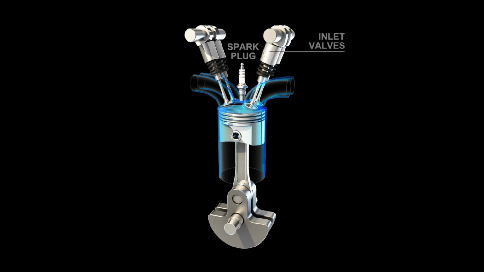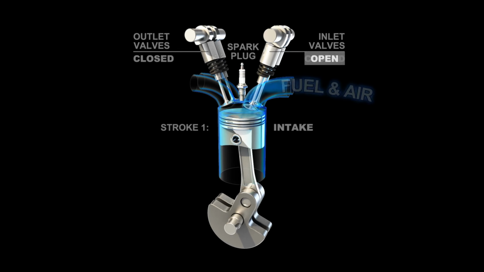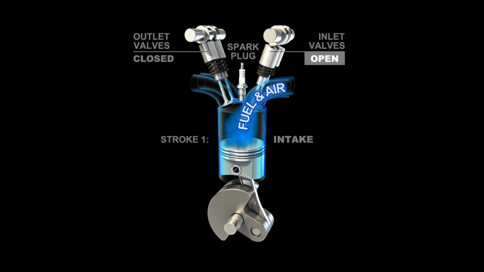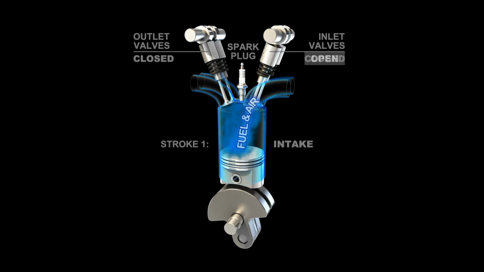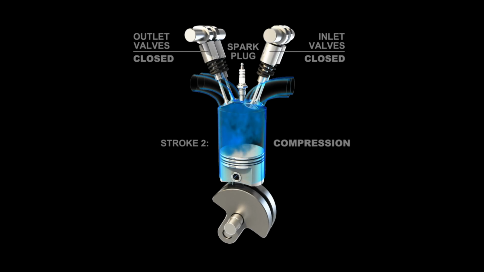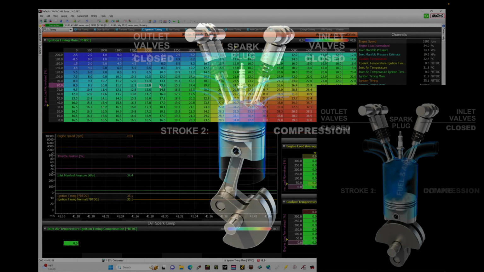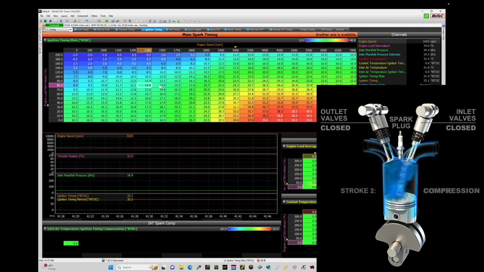Now, what we'll find is on the intake stroke, we're going to be pulling the air and the fuel into our engine. We'll see that the piston is going to be traveling downwards from top dead center to bottom dead center. Now at bottom dead center, it's going to change its direction and start going up on the compression stroke. That's where it's going to be compressing the fuel and air mixture within the cylinder.